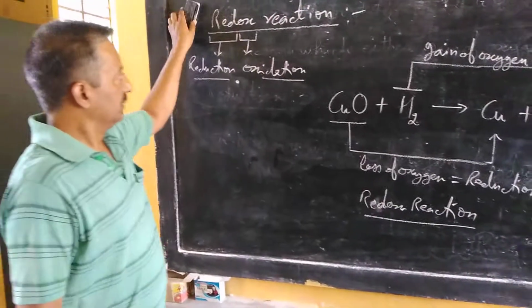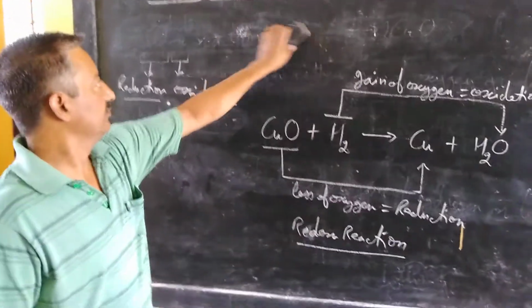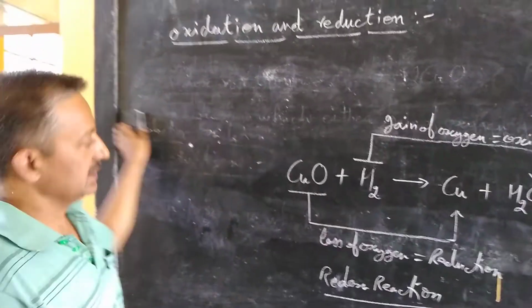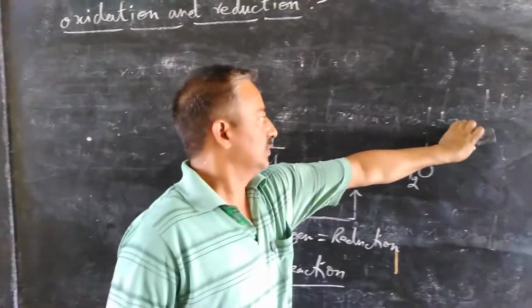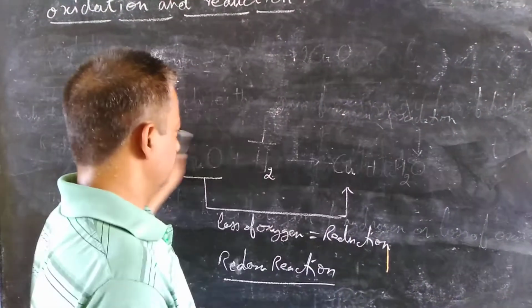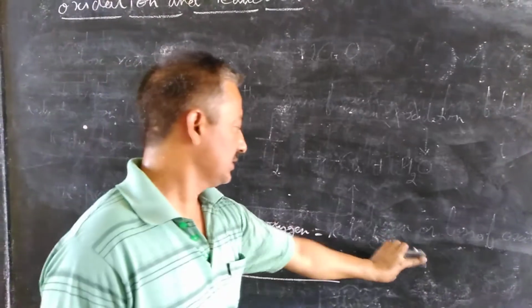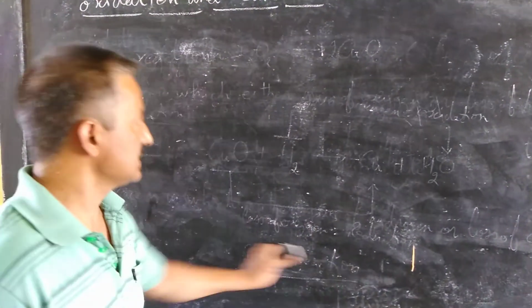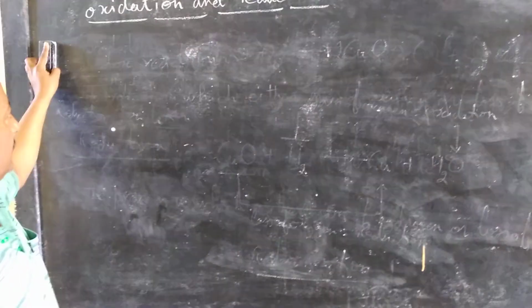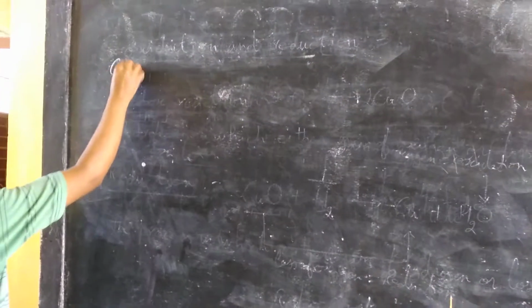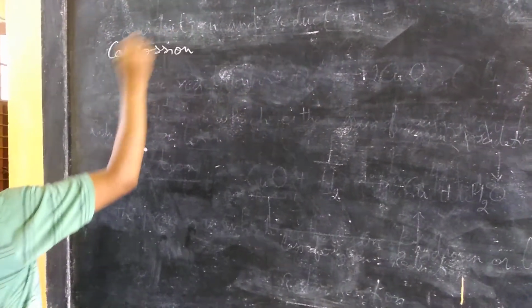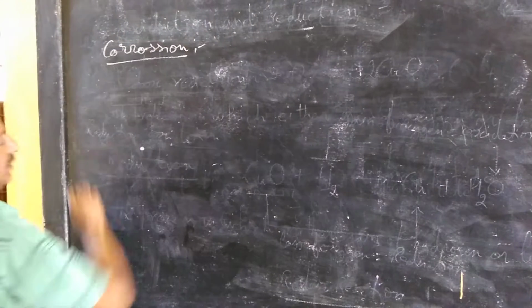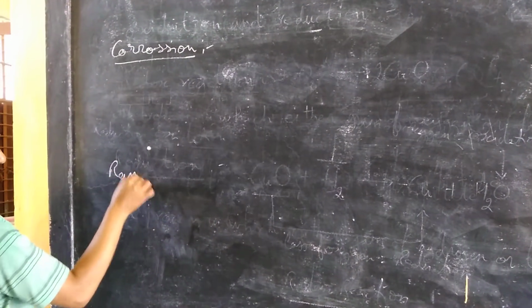Now there are two more concepts which are related with oxidation. Those two concepts are also there. One is corrosion and another is rancidity. So two more concepts. Number one, corrosion, and number two, rancidity.